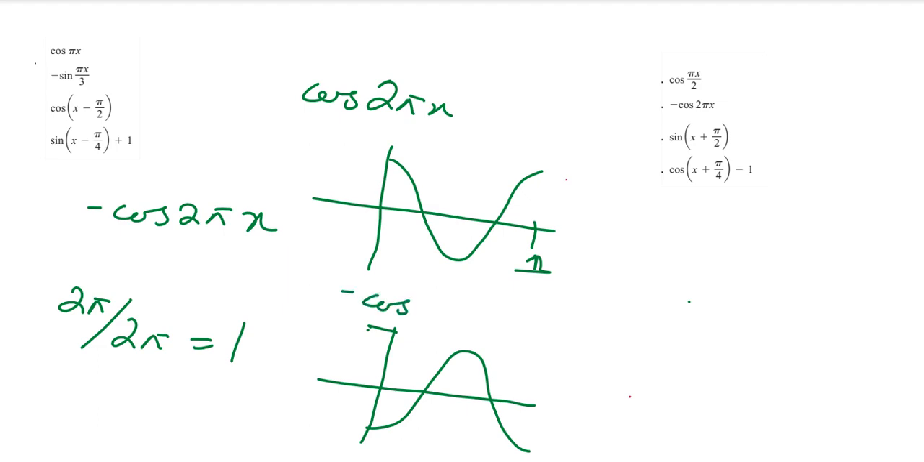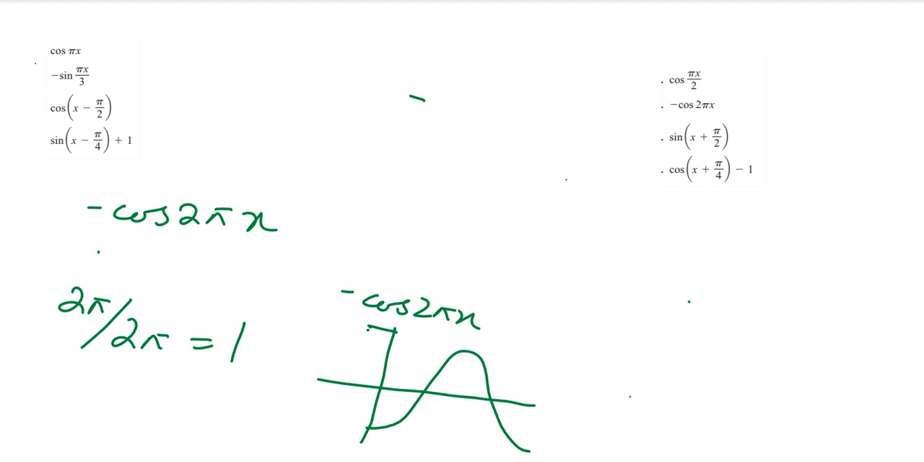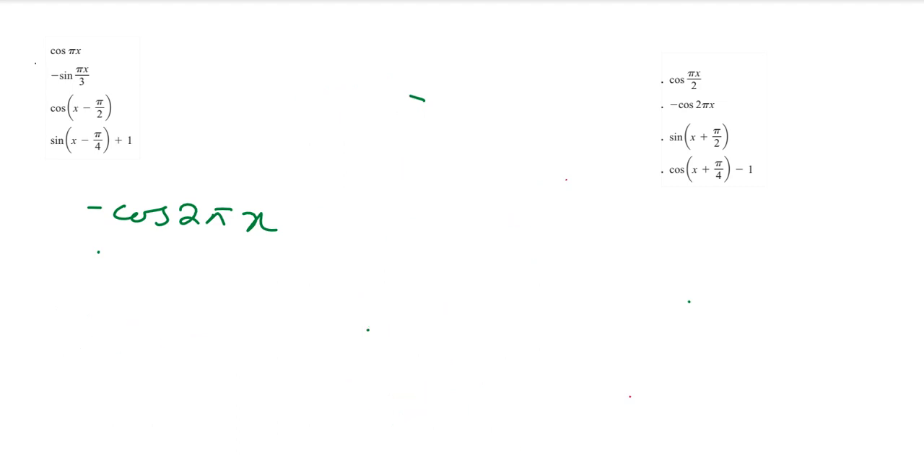Negative cos 2 pi x. So let's check the second last example of graphing trigonometric functions.